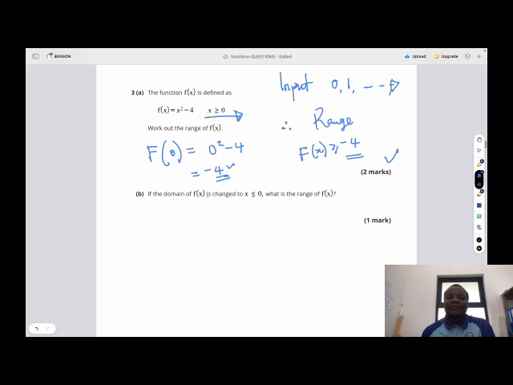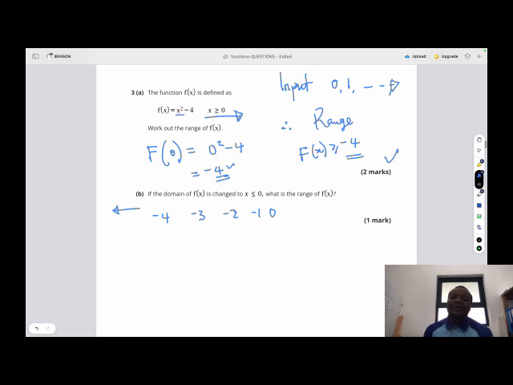If the domain of f of x is changed to x being less or equal to 0, what is the range of f of x? So this question is actually a very simple question. Now they are changing the numbers to say, if you were to start from 0 and you kept going -1, -2, -3, -4, and so on and so forth into the negative direction, what would be the minimum value of f of x that you can get? So now for this one, we need to show a far greater understanding of what substitution is.